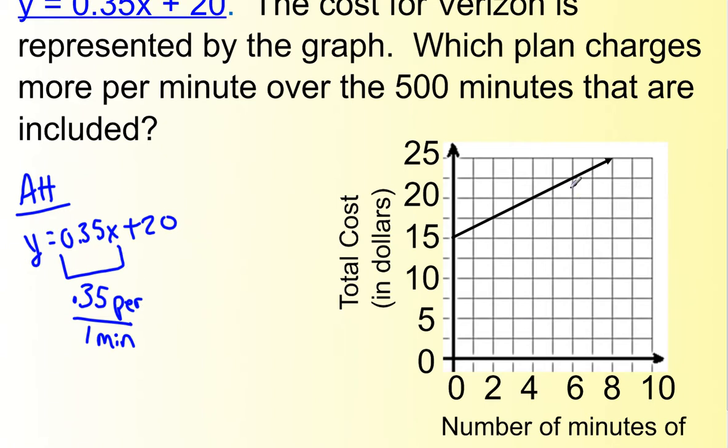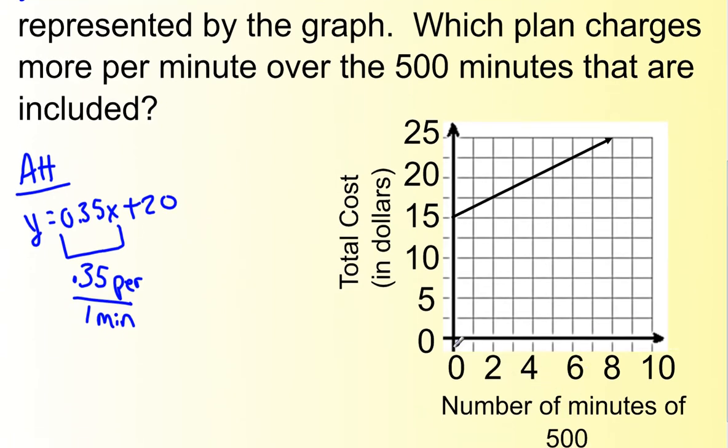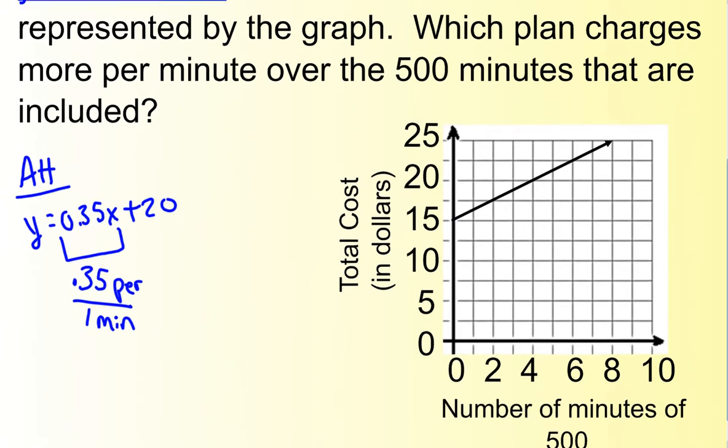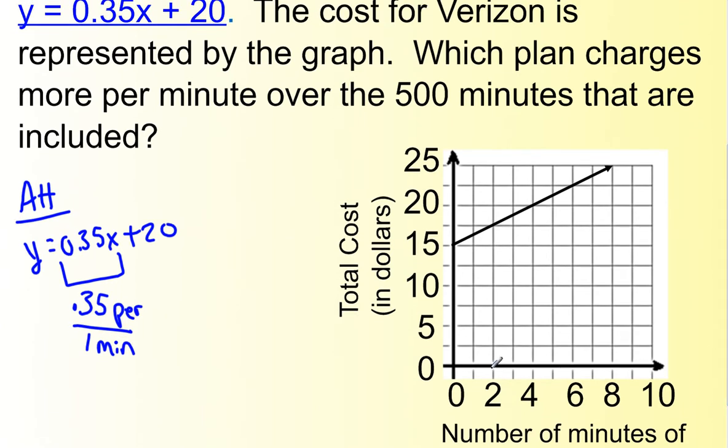Okay, and then this equation gives you their total cost. Let's check out Verizon based off the graph. They're going to start off at $15, and then after you've used 2 extra minutes, your cost is there. After 4 minutes, your cost is there. 6 minutes, your cost is there. 8 minutes, your cost is there. So to figure out the greater cost per minute here, we have to find the slope, the rate of change of this equation.